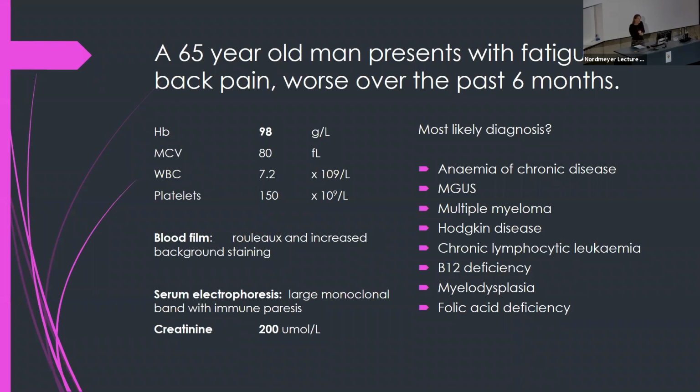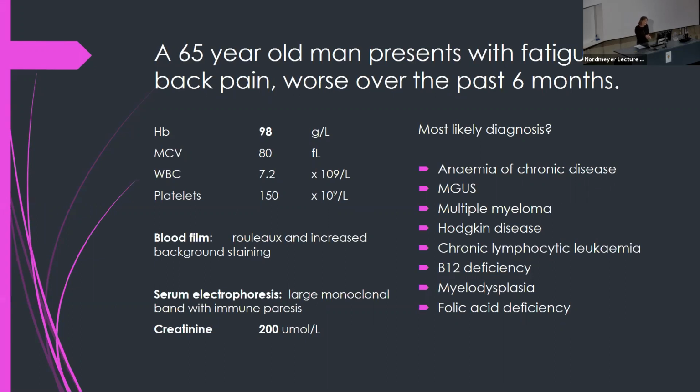Hodgkin's disease, why would we be thinking of Hodgkin's disease? I guess it could cause back pain and anemia, but not the rest of it. CLL, we've got a normal white cell count. I haven't given you the lymphocyte count, but I'll tell you it's normal. Why would it be B12 deficiency? It's not macrocytic.